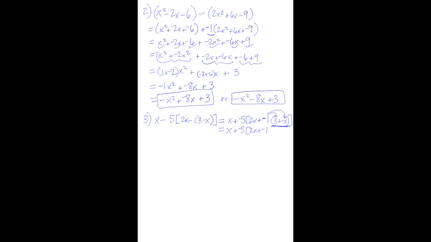So this negative 1 I'm going to want to distribute. So I get negative 1 times 3 is negative 3. Negative 1 times negative x is positive x. And now I've gotten rid of those parentheses. And now I can simplify a bit what's inside the parentheses. I've got 2x and x, so I can put those next to each other because those are like terms. And now I can combine them.